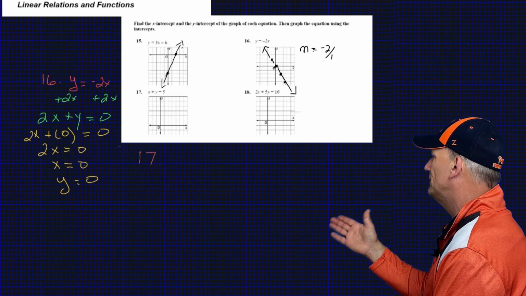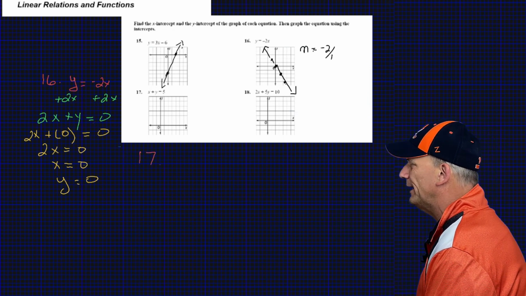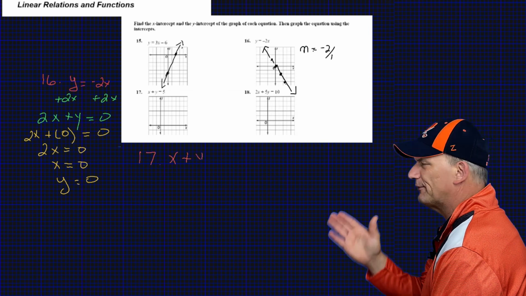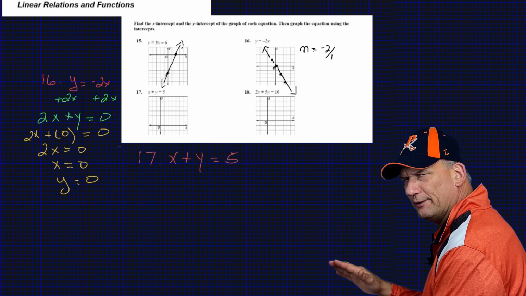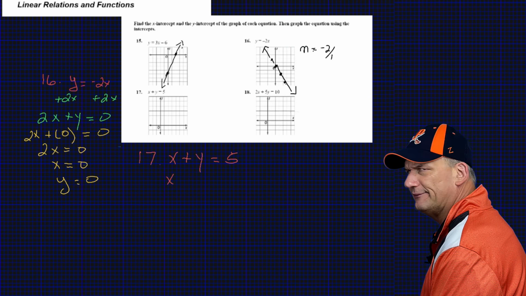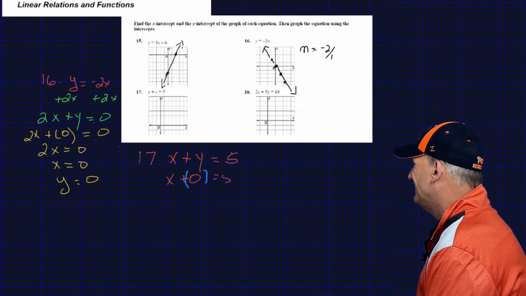Now look at the slope. The slope originally is -2, right? -2/1. So to graph it from 0, 0, we're just going to go down 2 and over 1. And there you have your graph. It is linear, obviously. All right, 17.